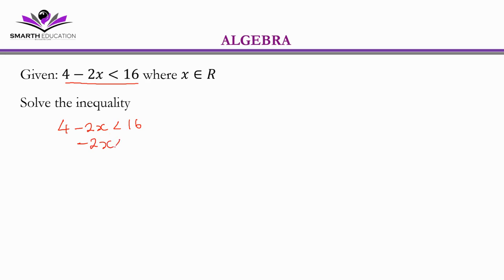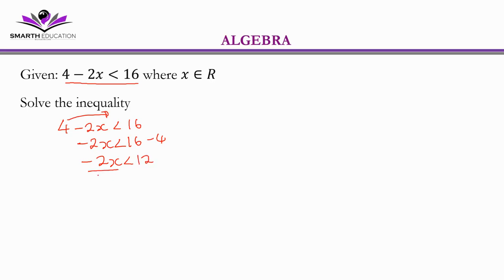So it becomes negative 2x less than 16 minus 4. Like if you transpose 4 to the right hand side, it becomes negative 4. Then this is negative 2x less than 12.